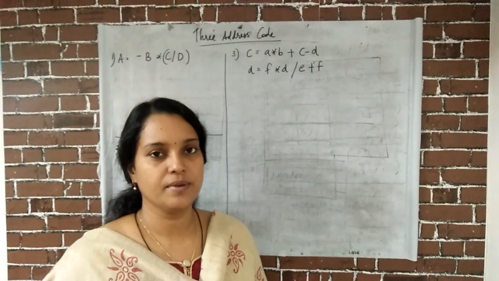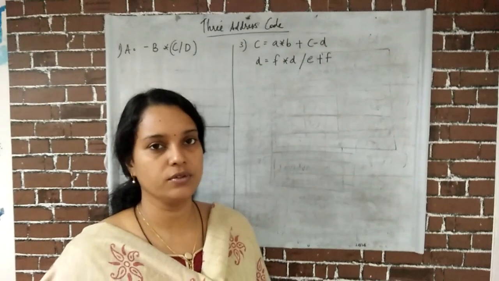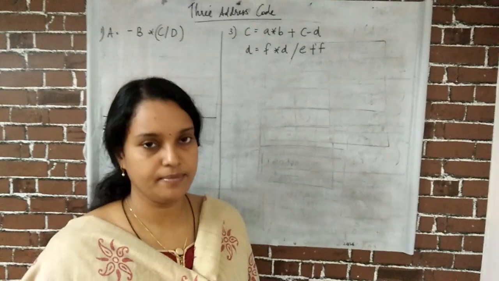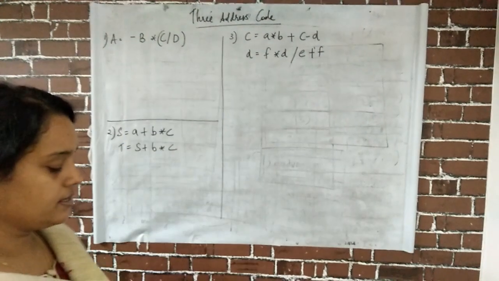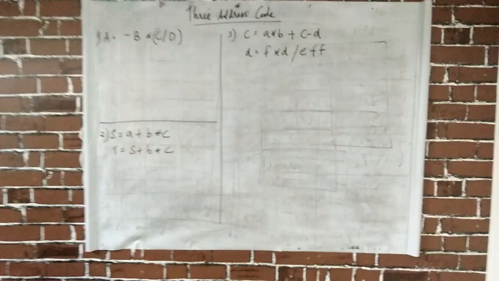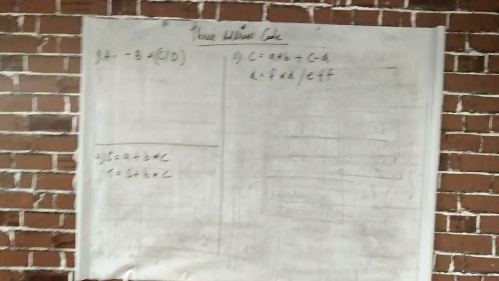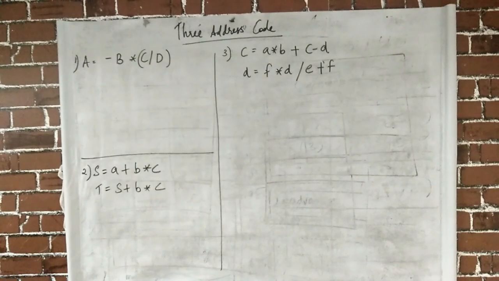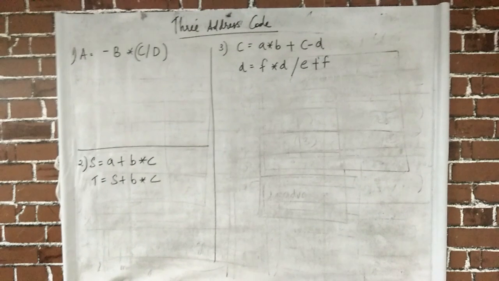In this class, we are going to study how to write three address code for the statements given. Okay, so let us see the first statement: A is equal to minus B star C by D. So how can we write the three address code for it?